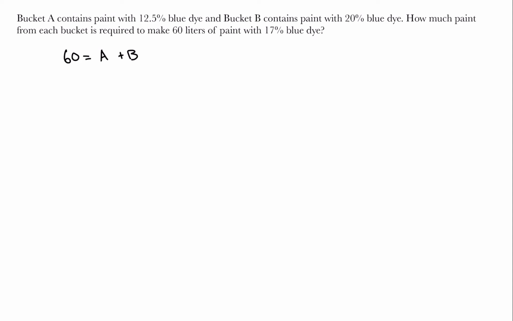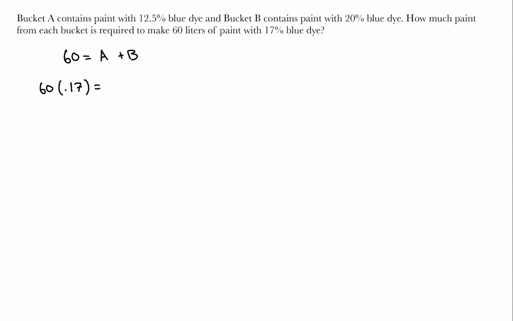We're still dealing with this 60 liters of paint. So we still have that 60 liters, but now it's the 60 liters of paint with 17% blue dye. So 60 liters of 17%. Of in math means multiplication, so we really have 60 times that 17%, but we don't deal with percentages in math, we deal with decimals. So I'm going to say 60 times 0.17 instead of 60 times 17.